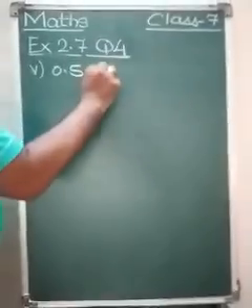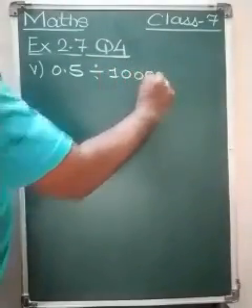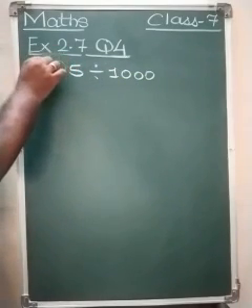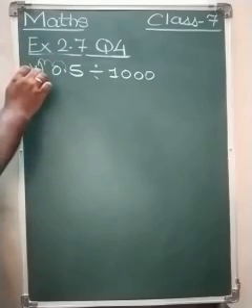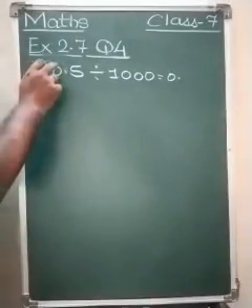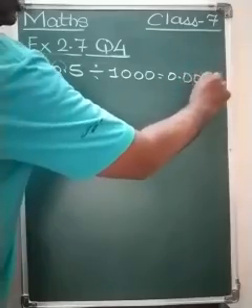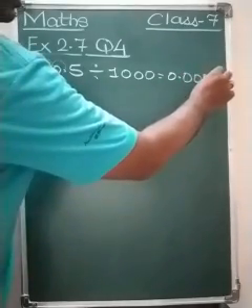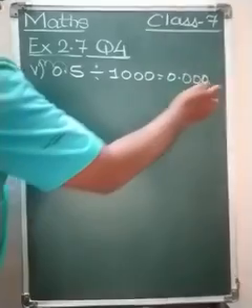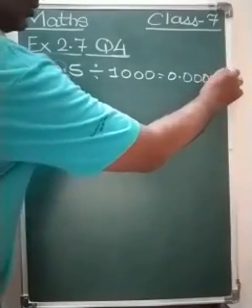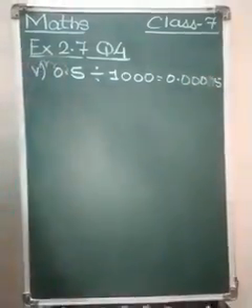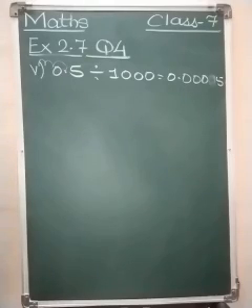0.5 divided by 1000. 3 places the decimal point will shift. 1, 2, 3. So here 0, 0, 0. This equals 0 point, 1, 2, 3. And one more 0, then 5. Or one 0 will not be there. Okay, 0.005. This would be the answer.